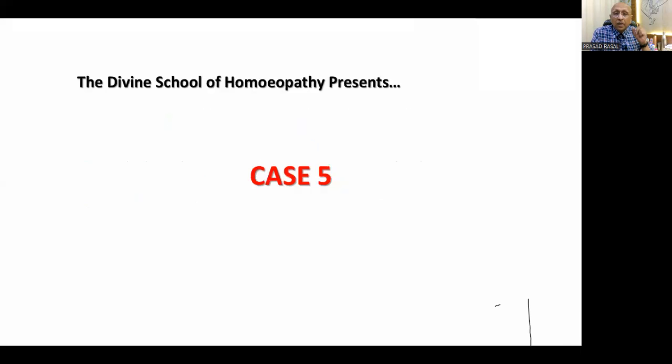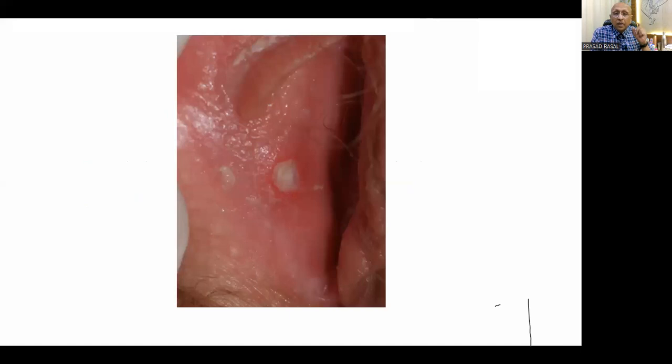So case number 5 was very simple. Just look at this. What is this? Anyone, what do you feel? This is the labial commissure, and you can see, you can watch something. This is very important. If you are able to catch this thing, you can get the remedy. And you never think about that. No, it is not candidiasis.